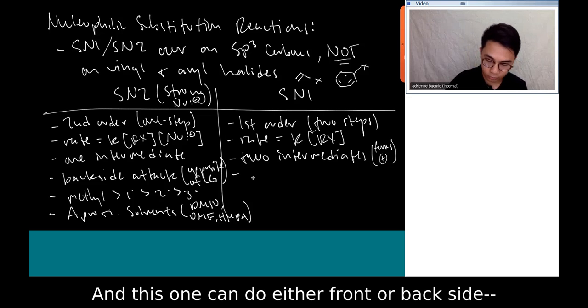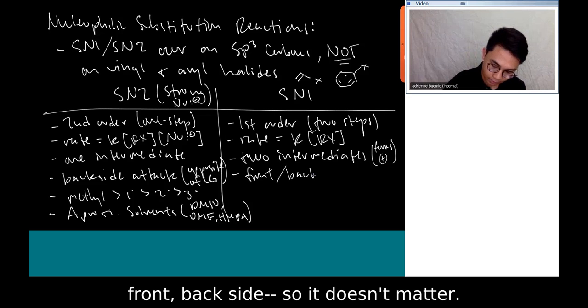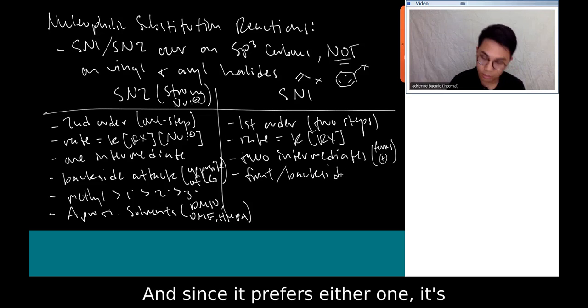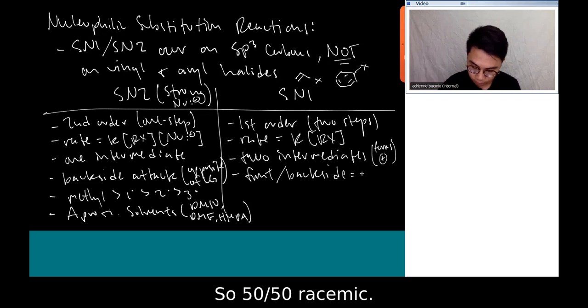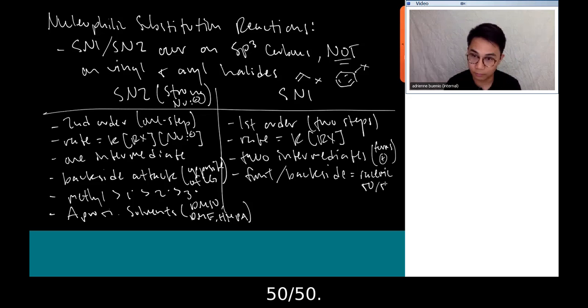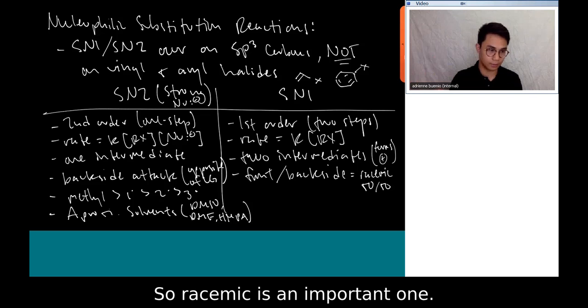And this one can do either front or back side, so it doesn't matter. Since it prefers either one, it's always going to make racemic mixtures. So 50-50. Racemic. Right, so racemic is an important one.